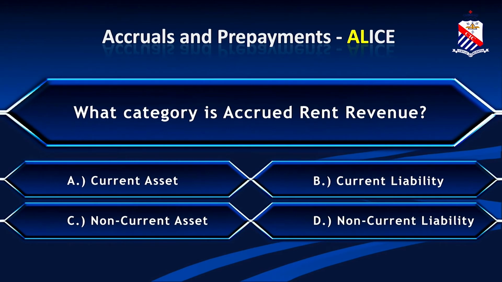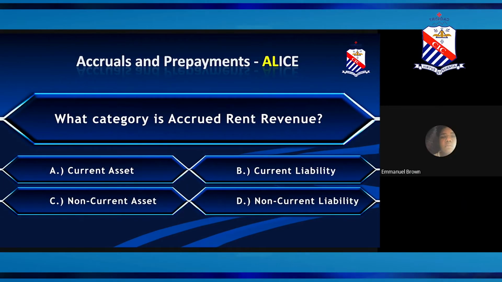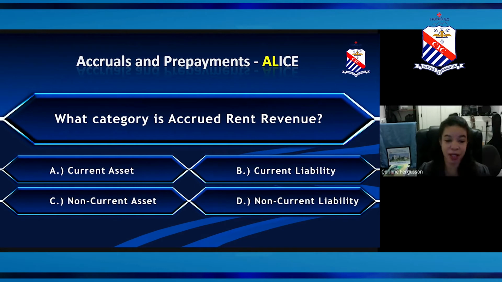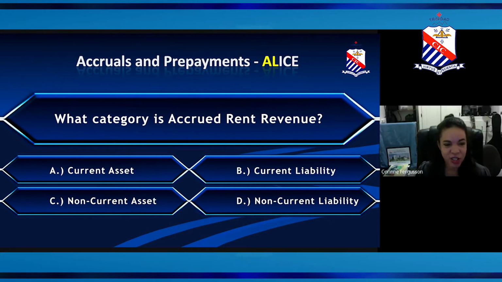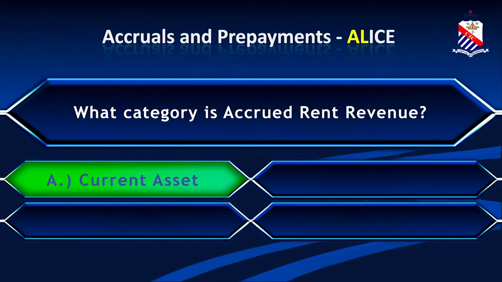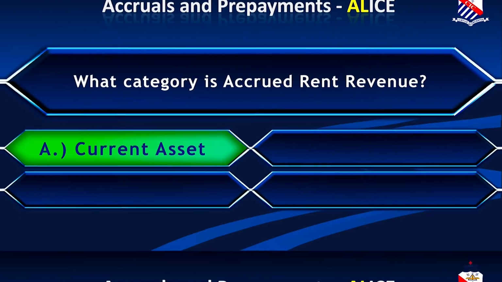What category is accrued rent revenue? Current asset. Yeah, I've seen current asset too. Current asset. I'm just testing myself because I need to also test myself, right? Was that Brown, Ali, and Aiden in that order? Yes. Okay, great. So in terms of the answer, you guys are all correct. In terms of speed, Emmanuel got you all this time.